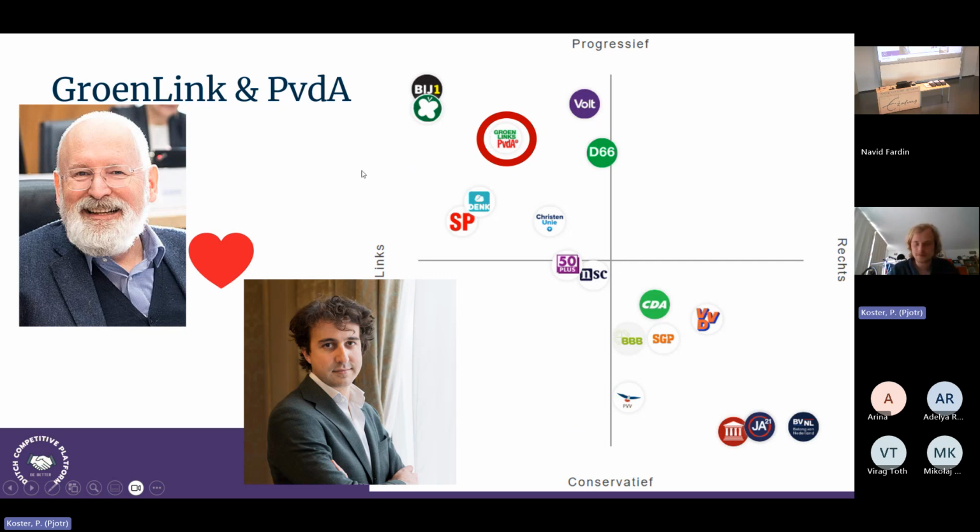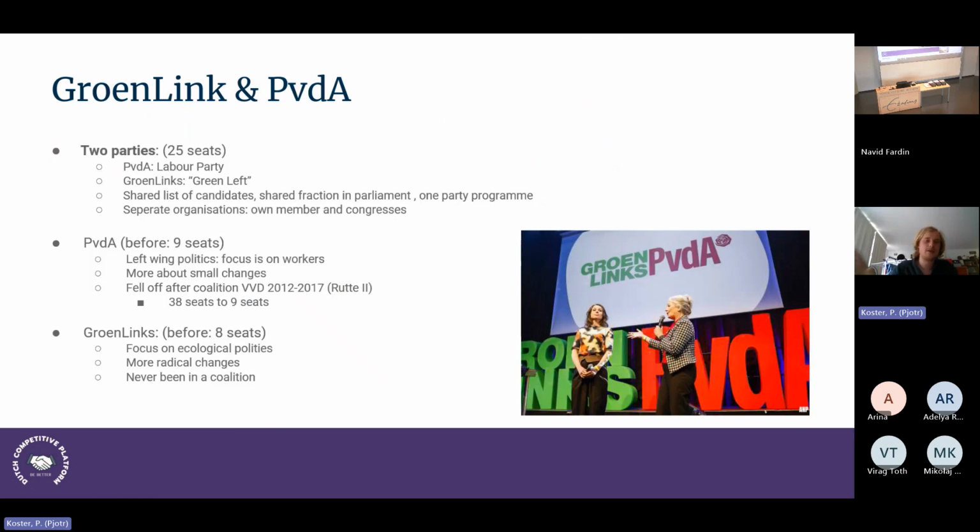What do I mean with this? So GroenLinks and PvdA are basically two different parties, but they're not two different parties, but they are. What do I mean with this? So you have the PvdA, which is the party of the laborers, which I will translate as the Labour Party. And you have GroenLinks, which is just the green left.